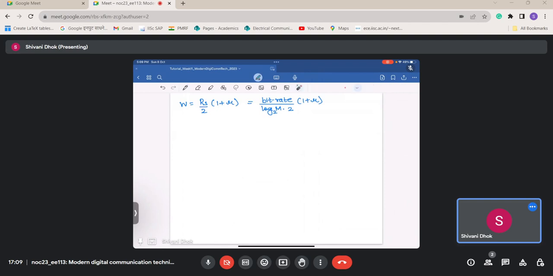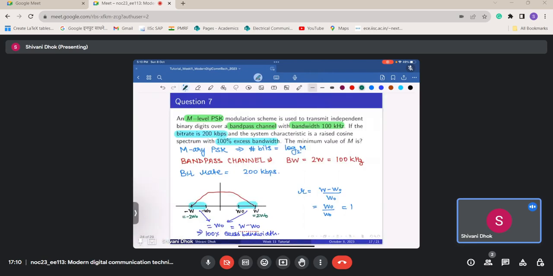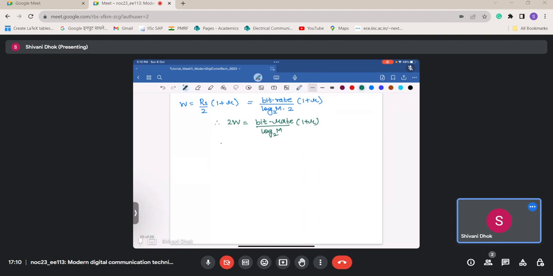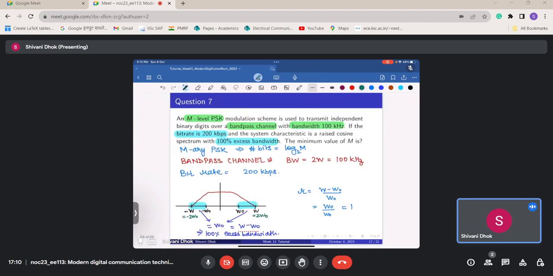Now I can take this 2 to the left hand side. So what we have is 2W is equal to bit rate upon log M to the base 2, into 1 plus R. Now this 2W is given as 100 kilohertz. So let's substitute this value. So we have it as 100 kilohertz, that is 100 into 10 raised to 3. Now this bit rate is given as 200 kbps. So this is 200 kbps.